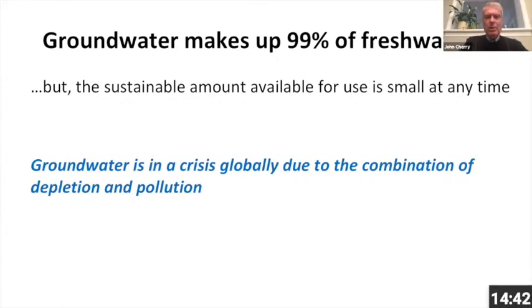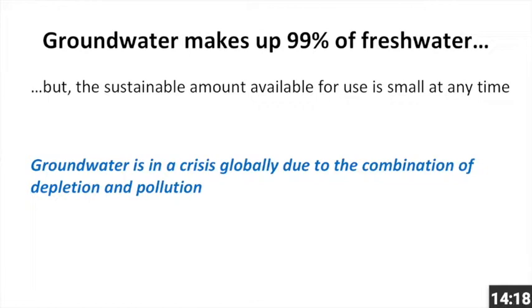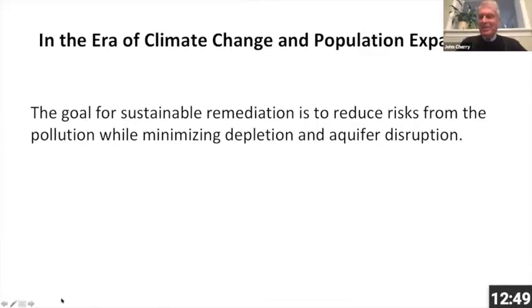As we all know, groundwater makes up 99% of all liquid fresh water, but unfortunately the amount of water available for use at any given time is small. So we're in a global water crisis now due to the combination of groundwater depletion and groundwater pollution. And it's rare that we encounter a problem where these two things aren't involved in important interplay. Next. In the era of climate change and population expansion, the goal for sustainable remediation is to reduce risks from pollution while minimizing depletion and aquifer disruption.